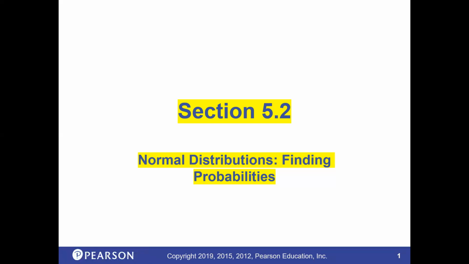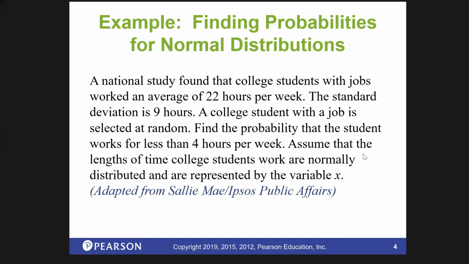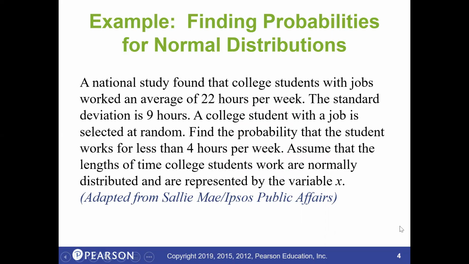Even shorter here. Okay, we jamming? Let's go. I'm going to go to this one right here. So I think 3 examples. Here we go. So there it is. Another thing that's randomly distributed. A national study found that college students with jobs worked an average of 22 hours per week. The standard deviation is 9 hours. That's cool. A college student with a job is selected at random. Find the probability the student works for less than 4 hours a week.